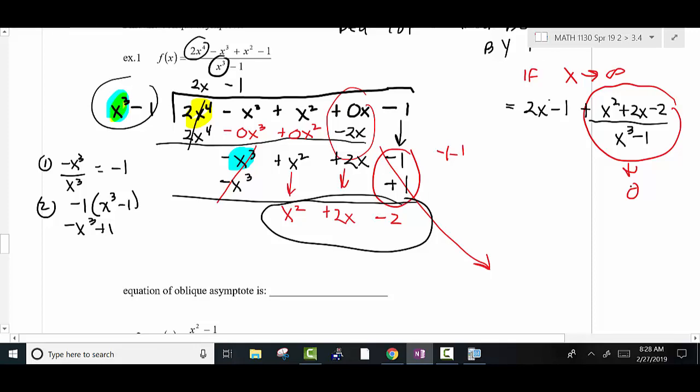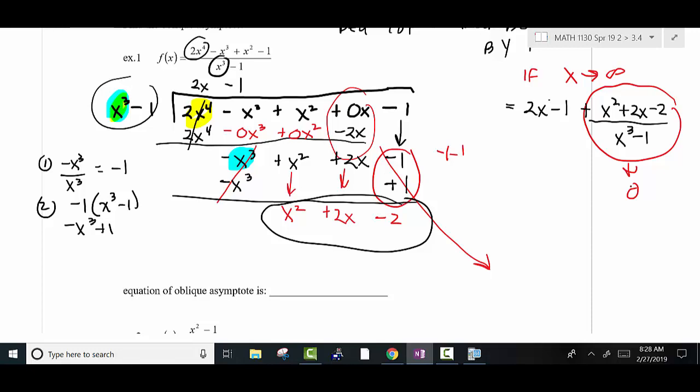All right, let me explain this right here. What's the degree of the top? 2, right? What's the degree of the bottom? 3. If the degree of the top is less than the degree of the bottom, that thing goes to 0 when you go to infinity. So there's your answer right there.